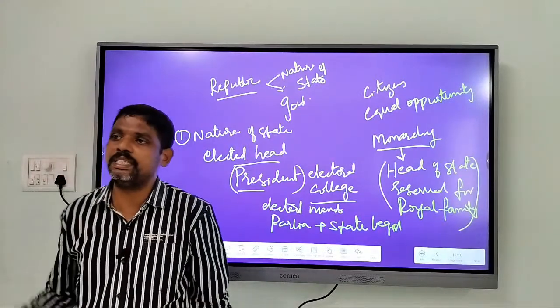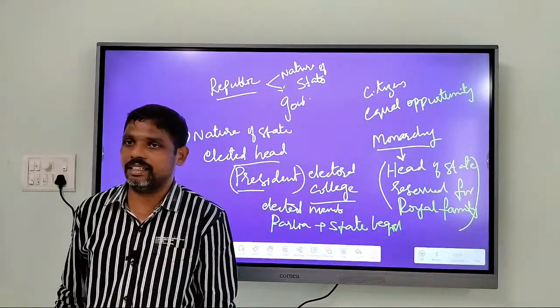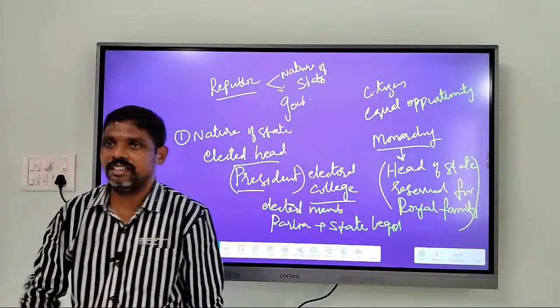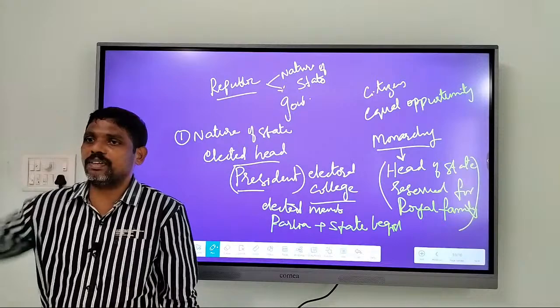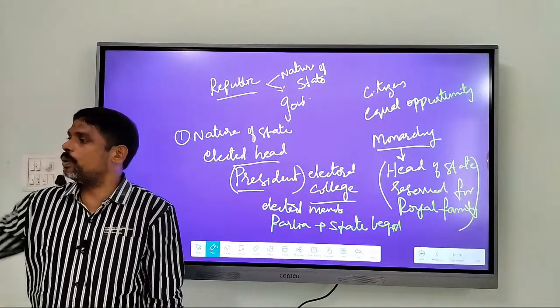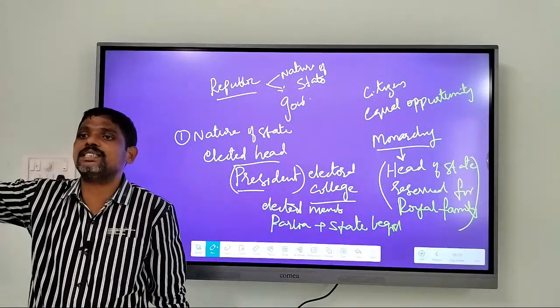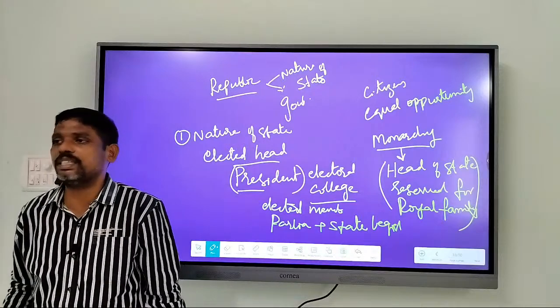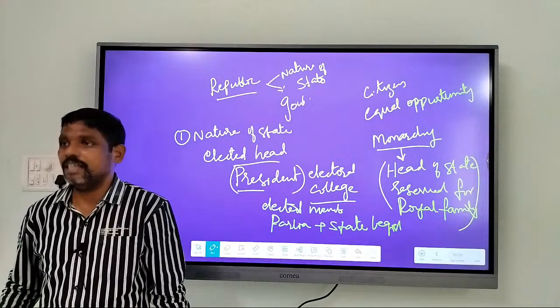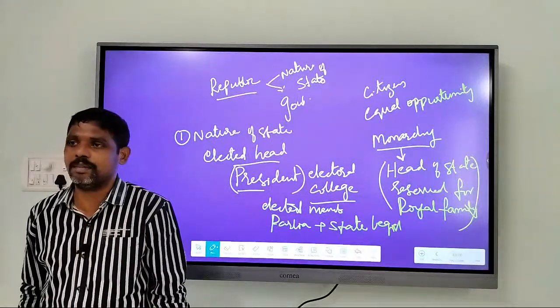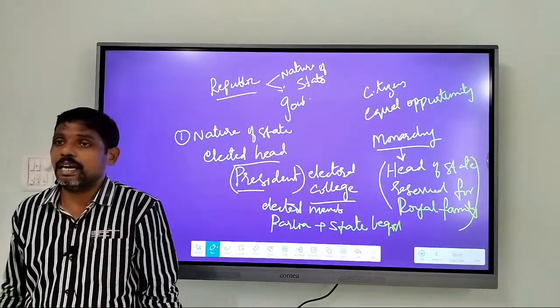Take the case of Britain. Britain is the best example of monarchy. We have seen the queen earlier. Then the princess, the next one, the grandchildren. That means only a member of that family is allowed to become the head of the state. No others. So it is a privilege. It is reserved for one group or one family, which is quite opposite to a republic.